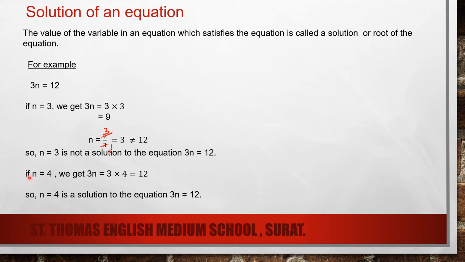It's clear? Now, we take another value for n. If n is equal to 4, we get 3n is equal to 3 multiplied by 4. Okay? Instead of n, we substitute 4. 3 4s are 12. So we got 12 here. What is RHS here? 12. Both are equal? Yes, they are equal. So, n is equal to 4 is a solution to the equation 3n is equal to 12. So, both LHS and RHS are equal. The value is called solution or root of the equation.